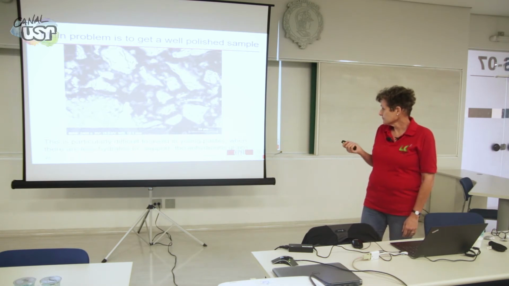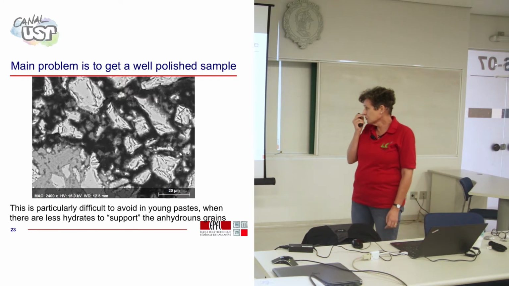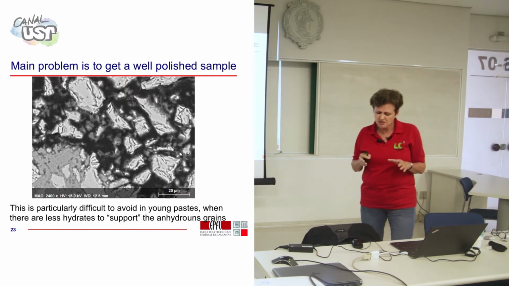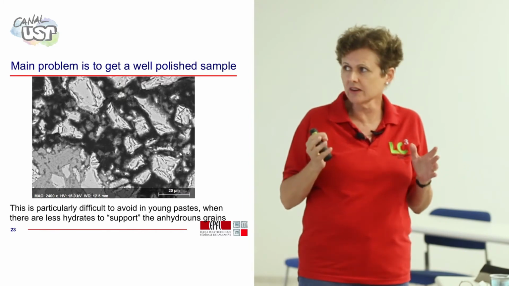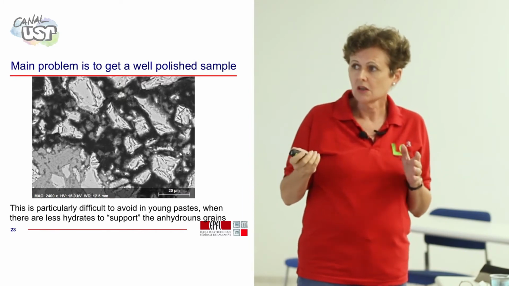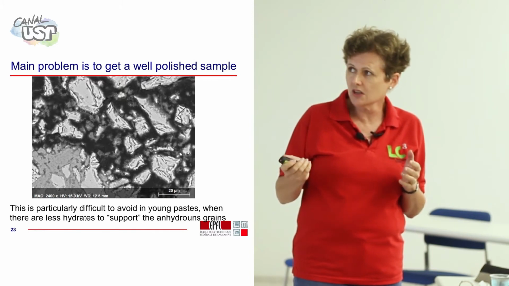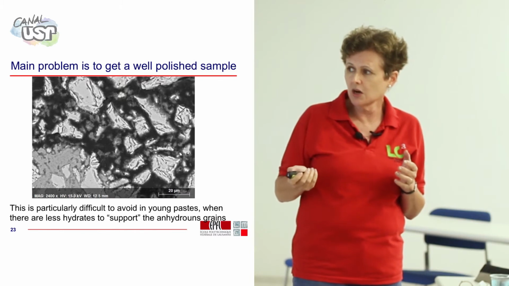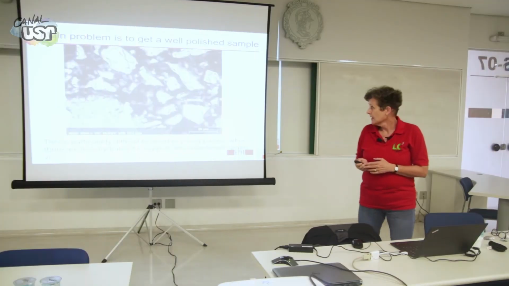This is another problem you get typically in very young paste. Before about 10, 15 hours, it's very difficult to polish samples. So this is an example of a paste that was only a few hours old. You can start to see the hydrates, but you've got a lot of roughness that has emerged, and you've probably destroyed a lot of your paste.